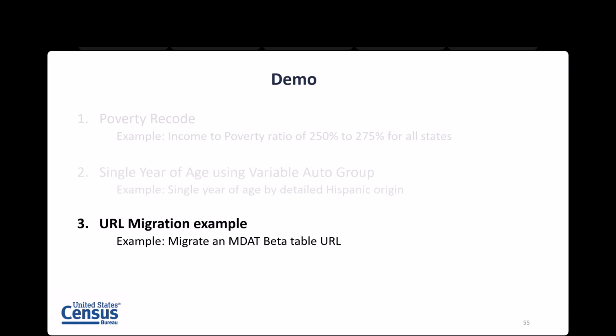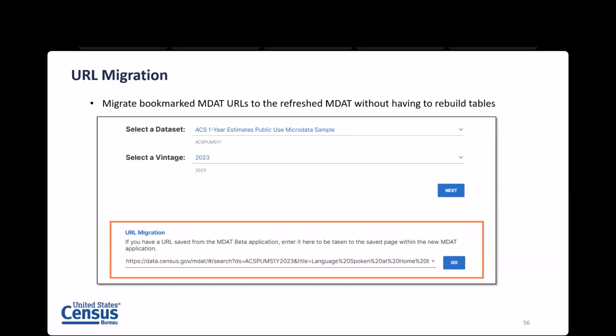So again, we know a lot of our MDAT beta users created custom tables in MDAT. Sometimes people spend a lot of time to create really custom tables and then bookmark those tables to come back to later on. So again, with the updated MDAT here, the refreshed MDAT, there were some changes to the URLs. And what you can do with those bookmarked URLs, though, is just paste them into the URL migration feature, and then it's going to update that URL for you to the refreshed version of MDAT. You're not going to have to do anything else. So you won't have to go and rebuild the table or anything like that.